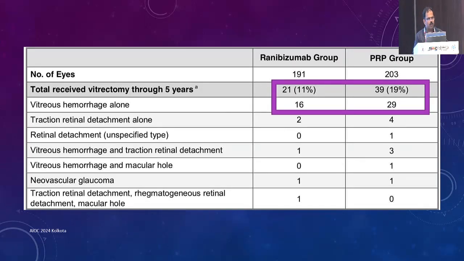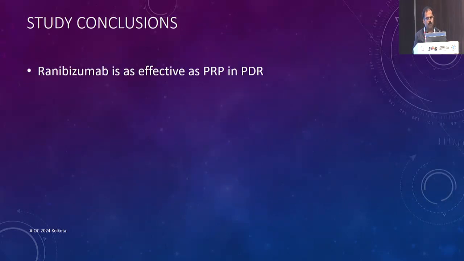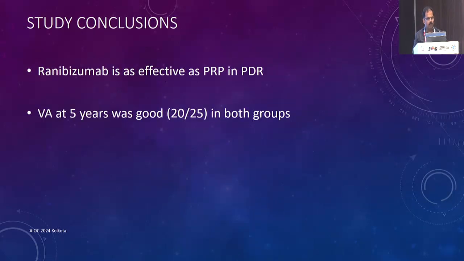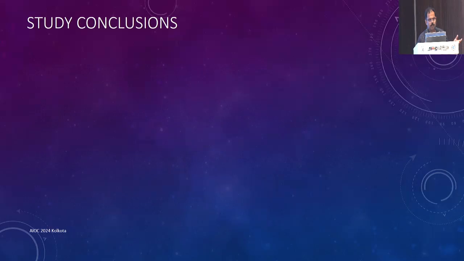Now, if you look at the total who received vitrectomy, again, double the number of patients who underwent PRP alone underwent vitrectomy as compared to the ranibizumab group. About double the patients had vitreous hemorrhage, and double the patients had traction retinal detachment in the PRP alone group. Adverse events, there was not so much difference actually. Ranibizumab is as effective as PRP, and in the 5-year results, the vision was good and there was no increase in serious complications and less visual field loss as compared to PRP.